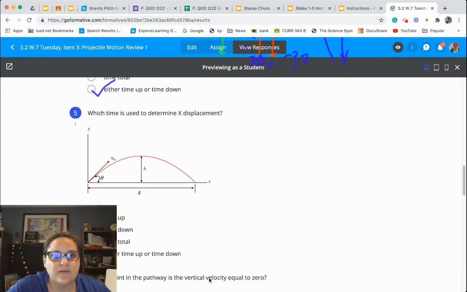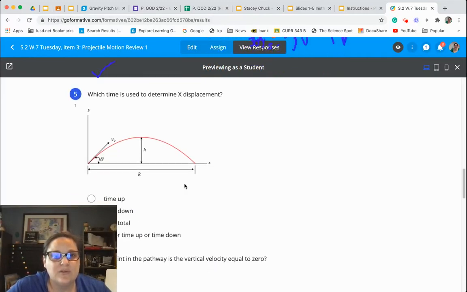Question number 5. Which time is used to determine the x displacement? Now, remember the drawing with the dots. That's not very even, but you get the idea. And then every time interval, there was an equal distance traveled and so on. So the object travels from left to right in this picture the entire time it's in the air, from when it leaves the ground to when it reaches the ground.